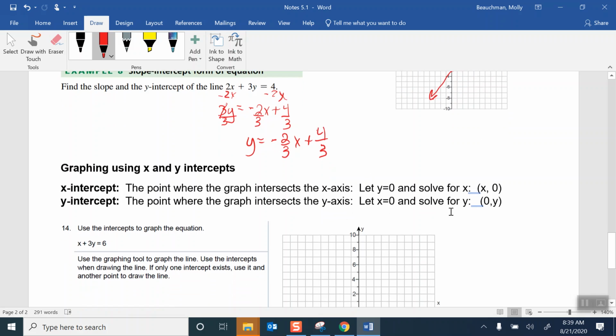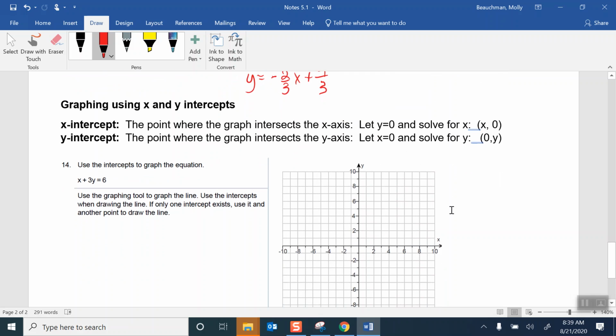All right, the last idea is graphing using x and y-intercepts instead of the slope and a y-intercept. The y-intercept we've talked about. The y-intercept is the point where the graph intersects the y-axis. So what we can do is let x equal 0 and solve for y, and get the coordinate (0, y). We can also find the x-intercept. That's the point where the graph intersects the x-axis, where we let y equal 0 and solve for x.